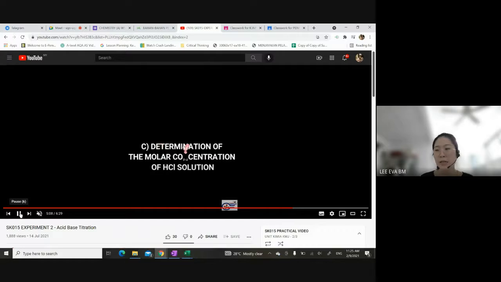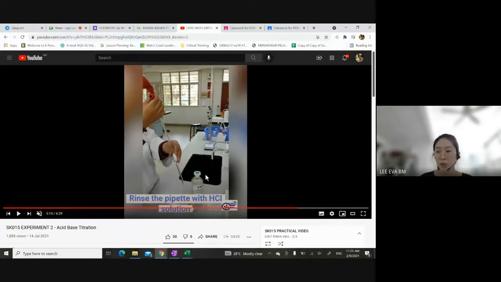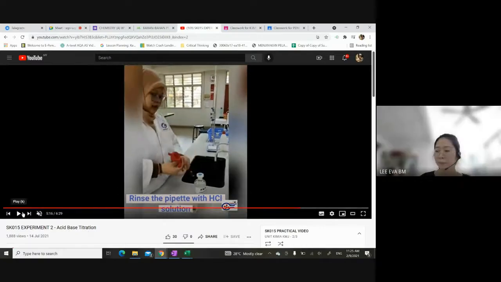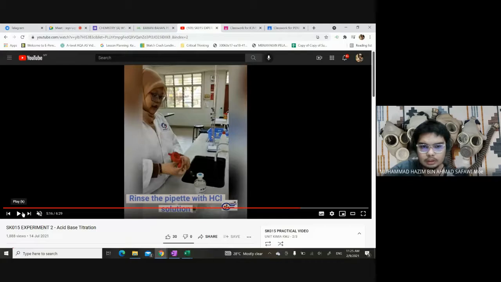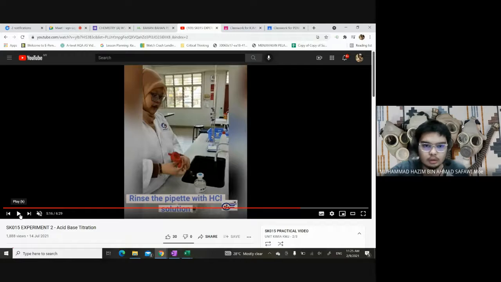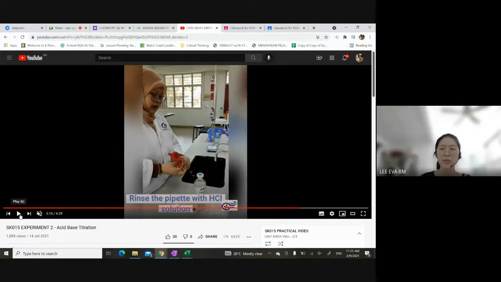And the steps are more or less the same as our Part B. The only difference is, in Part B just now, we took the solution from the volumetric flask, but now in Part C, we take the solution from HCl. So basically, we just change the acid, isn't it? Yes. But we use the same NaOH solution, but a different acid. Part B, oxalic acid from part A, and then part C is using HCl.